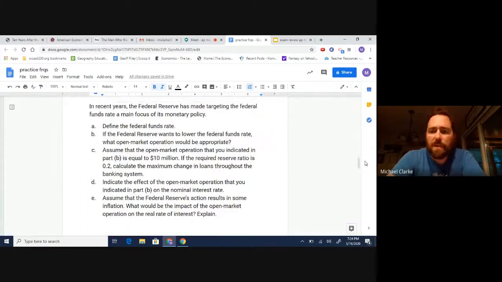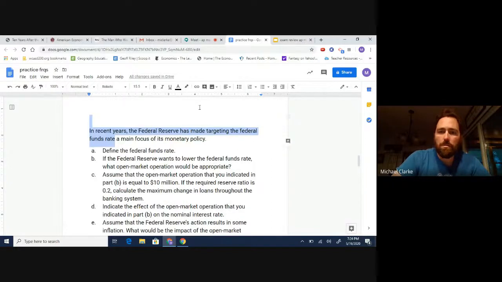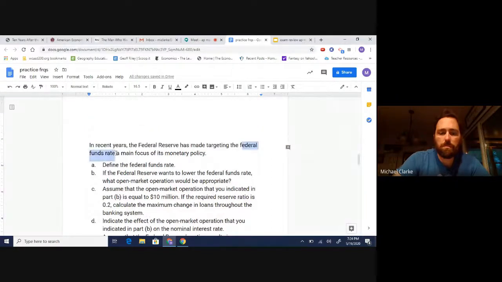Here's the final one for tonight. In recent years, the Federal Reserve has been targeting the federal funds rate as a focus of its monetary policy. All right, so by seeing that, we'll probably be talking about the federal funds rate. The first thing that they ask: define the federal funds rate.